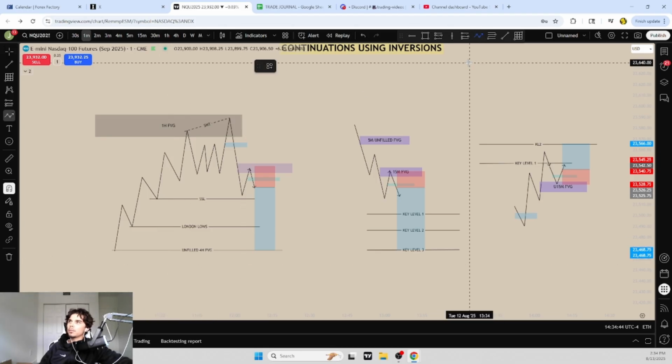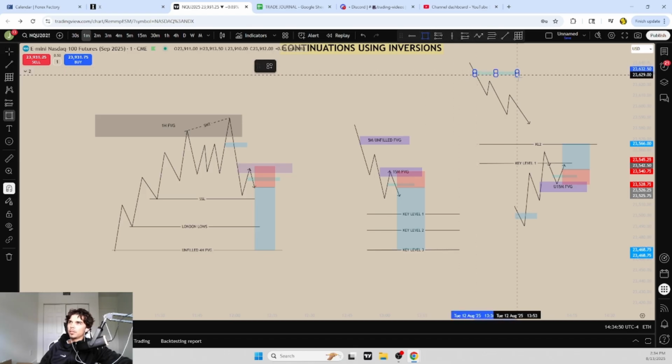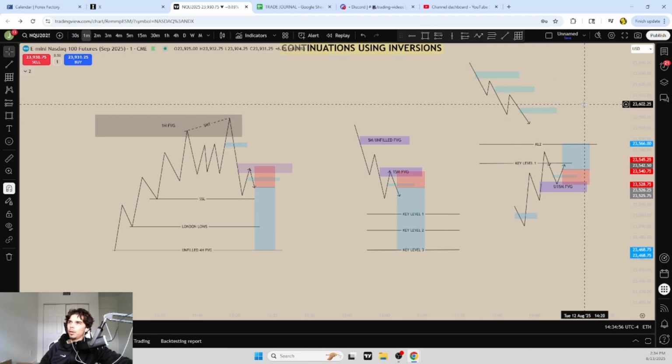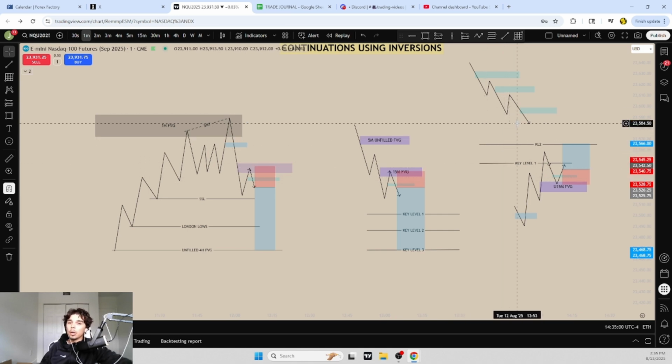all these fair value gaps right here, this is just a quick example. Let's say this is unfilled. This one's unfilled. We create one right here, right? Yeah, we're clearly in a downtrend and price is most likely going to want to continue down, but we don't want to gamble that, right?